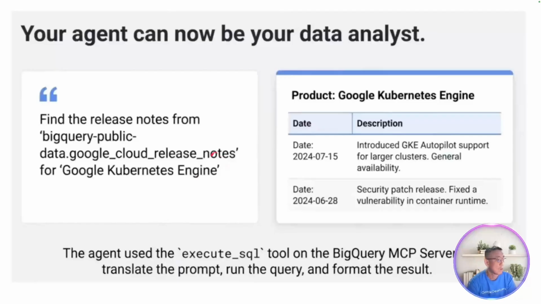Okay, so what happens is the agent will actually execute the SQL tool. That means it will first retrieve the data from your BigQuery, then it will be able to execute SQL. That means it will translate this prompt into SQL code, extract the information from your BigQuery MCP server, run the query, and then get back the result accordingly.